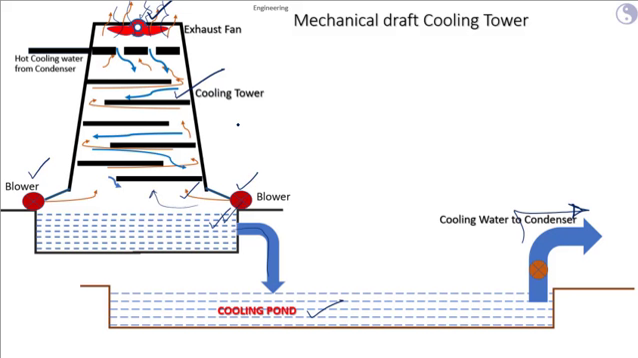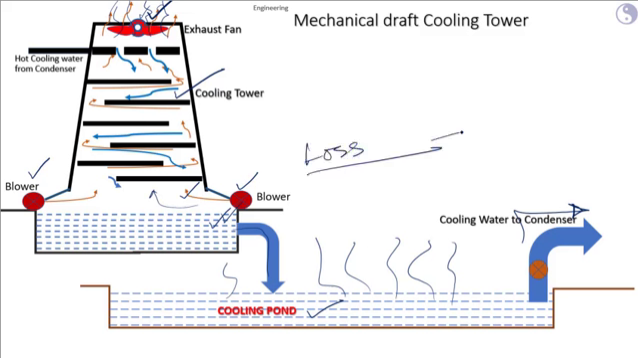So this way, the mechanical draft cooling tower ensures fast cooling of water, and it can be reused as condenser cooling water. Due to the loss of water from the cooling pond and from the cooling tower, the lost water can be compensated from the river or lake, the original source of the water. So this is all about cooling towers in a boiler power plant.